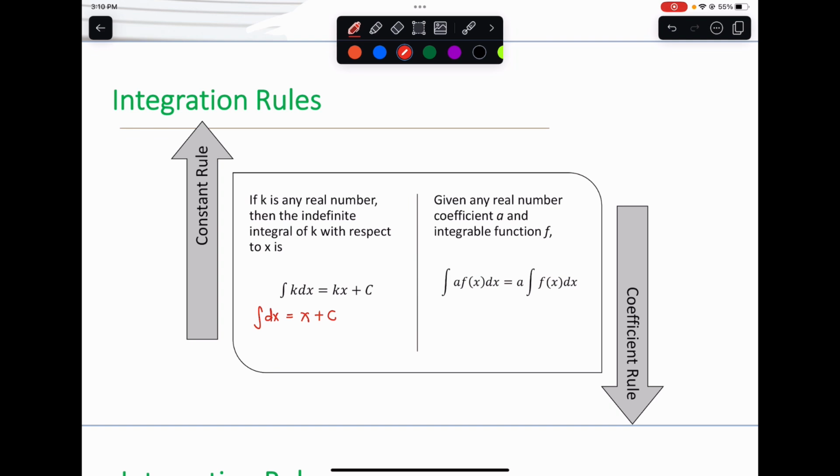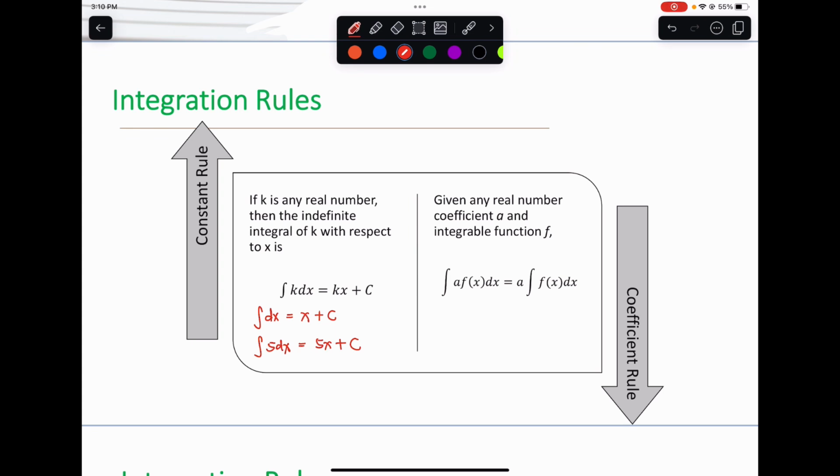So similarly, let's say I have the integral of 5 dx. This is the same as 5x plus c. So that is the constant rule. The integral of dx is just x plus c. So if a constant is attached to it, the integral of 5 dx, for example, equals 5x plus c.